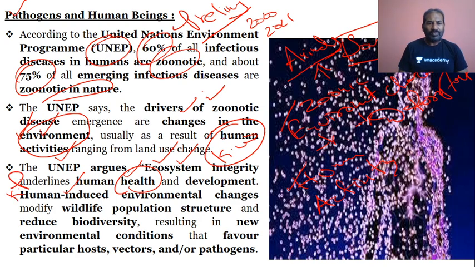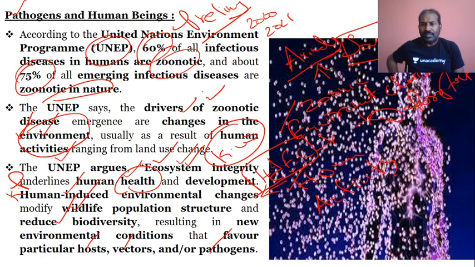One key phrase is ecosystem integrity, and the other one is human induced environmental changes. So definitely it is human induced environmental changes which are causing human health problems, most of the diseases in humans, as we are not maintaining a viable ecosystem. The reason is that we are not protecting the biodiversity, we are not protecting the wildlife population. Thereby vectors, hosts or pathogens are getting into humans through the animals, and that is very very important from the prelims analytical point of view.